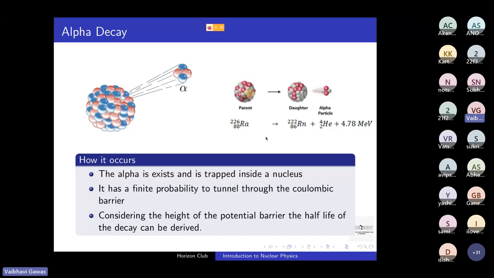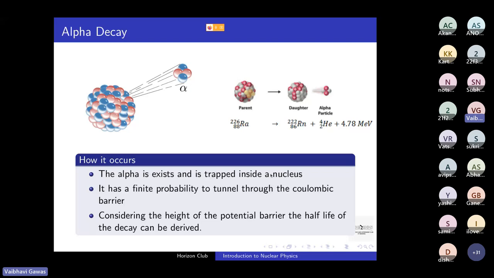Here is one example where you have your radium decaying into radon, RN 86, and then helium nuclei, along with a release of energy, 4.78 MeV of energy.